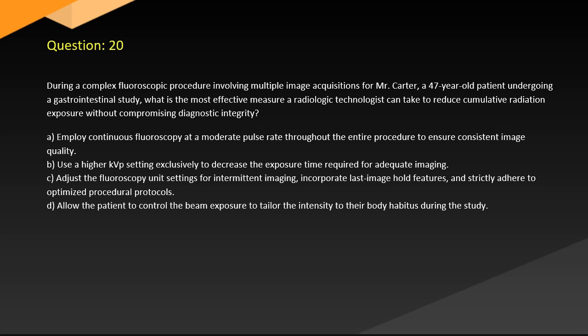A. Employ continuous fluoroscopy at a moderate pulse rate throughout the entire procedure to ensure consistent image quality. B. Use a higher kVp setting exclusively to decrease the exposure time required for adequate imaging. C. Adjust the fluoroscopy unit settings for intermittent imaging, incorporate last image hold features, and strictly adhere to optimized procedural protocols. D. Allow the patient to control the beam to tailor the intensity to their body habitus during the study.